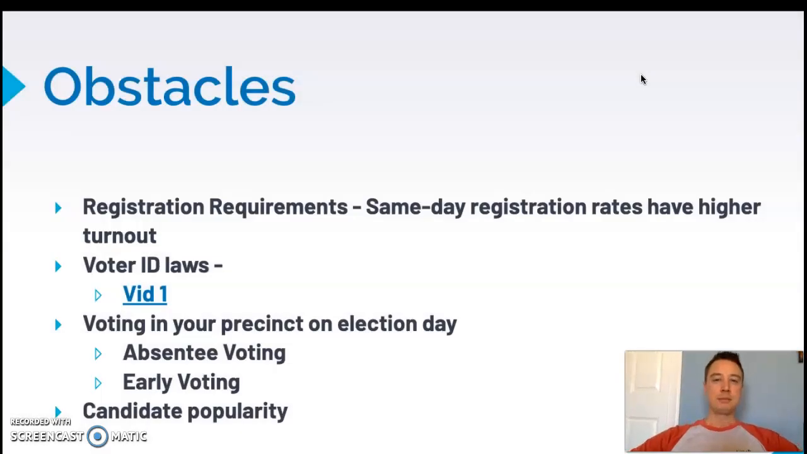These are some things that perhaps harm voter turnout in the U.S. One of them is registration requirements. Like in Ohio, you have to be registered 30 days before the election. States that have same-day registration, where you just show up and register to vote and then right away cast your ballot, tend to have higher voter turnout.